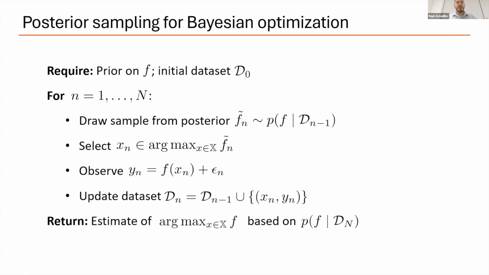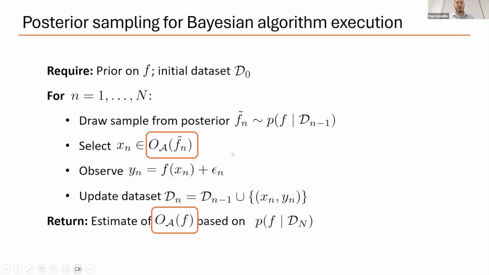So in pseudocode, this is what it looks like. We have our initial data set and our prior. Then at every iteration, we're going to sample from this posterior, and then we're going to select the point that maximizes this posterior. Then we observe and update our data set. Then one naive idea is to simply replace this argmax by the target set that we're trying to estimate. And in principle, that's a valid algorithm for this Bayesian algorithm execution problem.